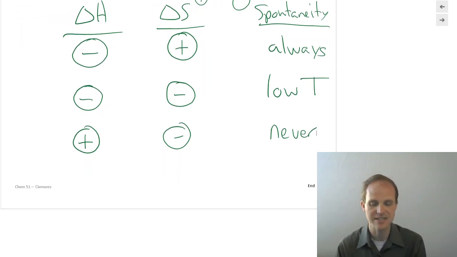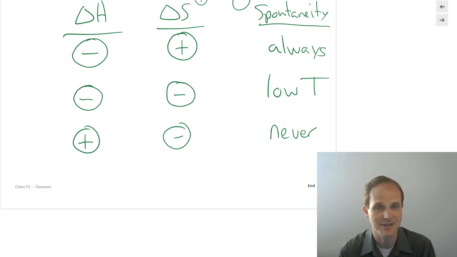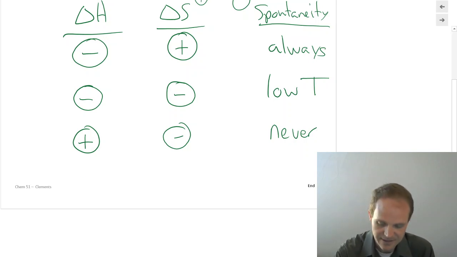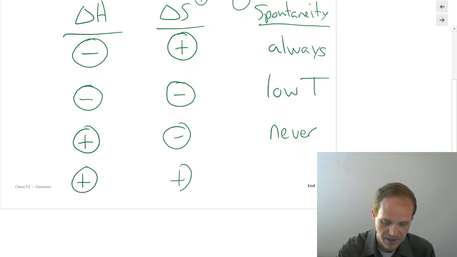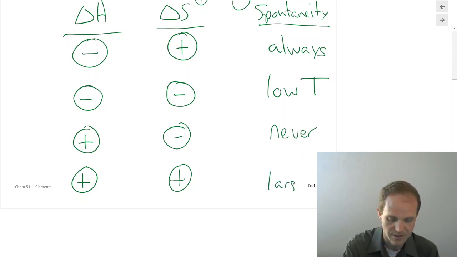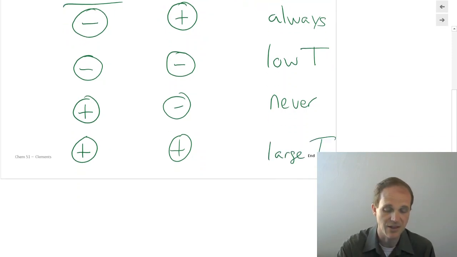You're never ever going to see an endothermic reaction that decreases entropy and can happen all by itself. Right? It can happen, but not without outside intervention. And we'll talk a little bit about how that happens later on. Okay, what about the last situation? Positive and positive. You can probably guess what that is. You can do the math and find out that those are spontaneous at large temperatures.